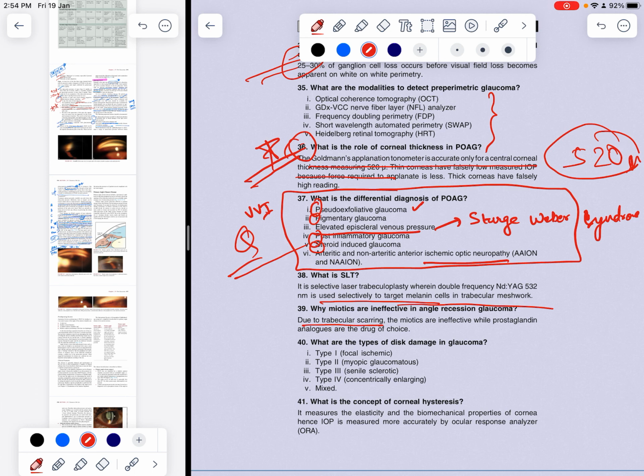If there is trabecular scarring, in POAG there is trabecular scarring, so miotics will not work because miotics have to constrict the pupil, but if the trabecular meshwork itself is scarred, then there will be no constriction and miotics will not be effective.